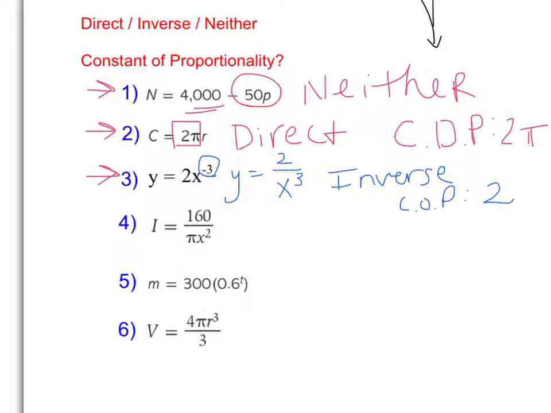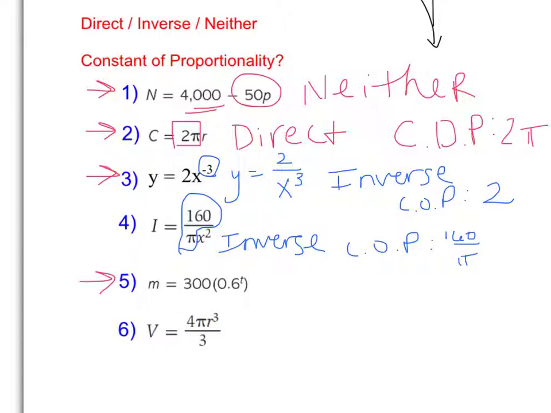Next example, I see the variable for x is in the denominator, which means this would be an example of an inverse relationship. The constant of proportionality is everything in front of the x variable. So this time the constant of proportionality is 160 over pi. If we wanted to read this, we would say I is inversely proportional to x squared with constant of proportionality 160 divided by pi.